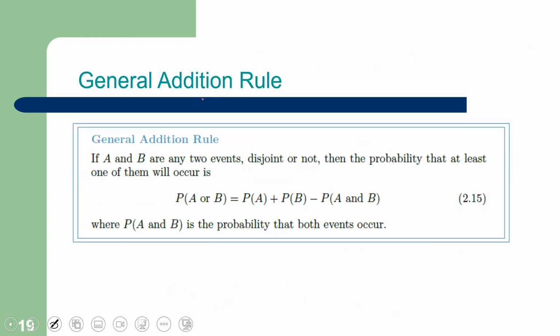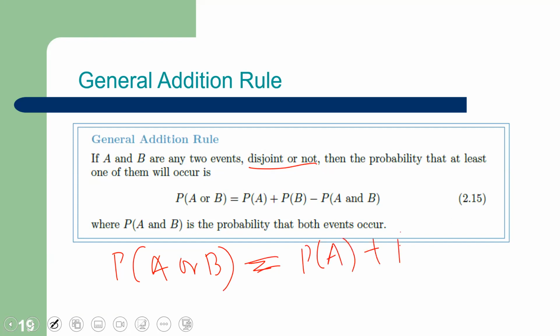Then this is my general addition rule. If A and B are two events, disjoint or not: earlier, when they are disjoint, the probability of A or B is just pure addition, the probability of A plus the probability of B. Now suppose they are not disjoint. If they are not disjoint, then I have to subtract the probability of A and B. So this is the general addition rule.